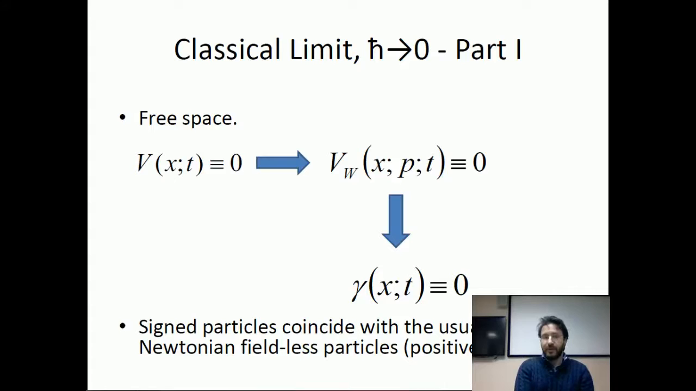The first case is rather trivial, because if your V is identically zero, then the Wigner kernel, this function you see here, VW on the screen, will be identically zero, and consequently your gamma function, which is the probability of creating particles, will also be identically zero. Which means that when you don't have any potential applied, your sine particles just coincide with the usual Newtonian particles with a positive sign. And practically there is no creation of sine particles. This is prohibited by the fact that the function gamma is identically zero.